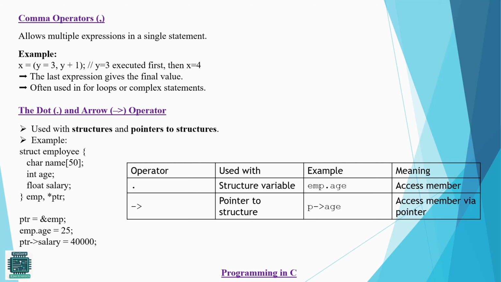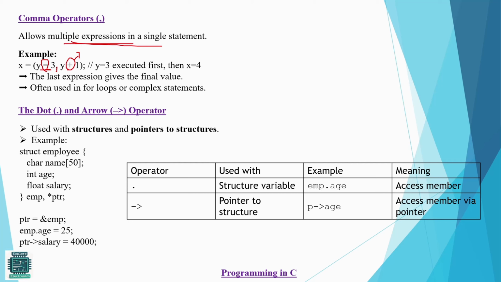And the next operator is the comma operator. It allows multiple expressions in a single statement. X is equal to, in your example, there are multiple operators, right? Here the assignment operator and the arithmetic operator, that is addition, are combined by using the comma operator. That's why it is called so, as it allows multiple expressions in a single statement.